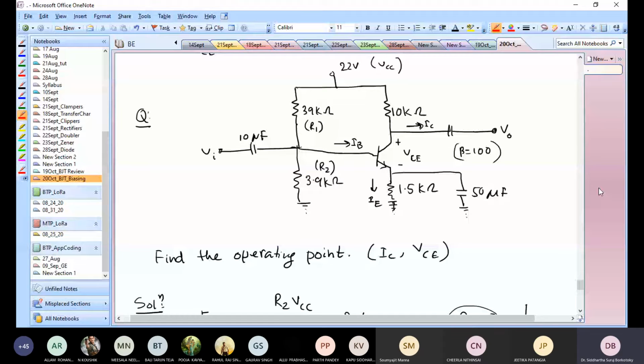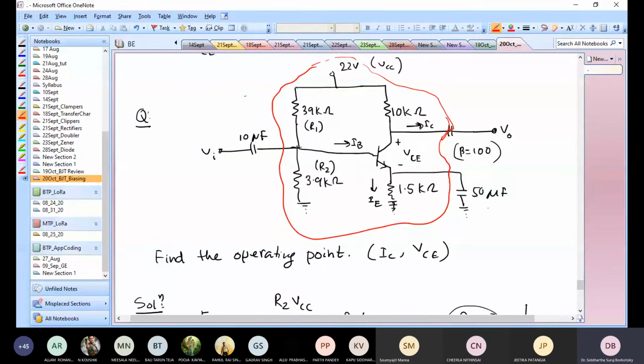Remove the AC connection. Yes, you remove the AC connection, the AC voltages, and then you also remove the capacitors, right? What you would be left with is this part. So this inner part is what it will be left with. This part you will be left with.